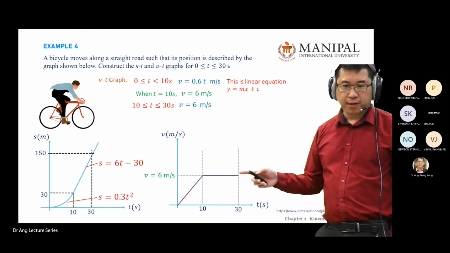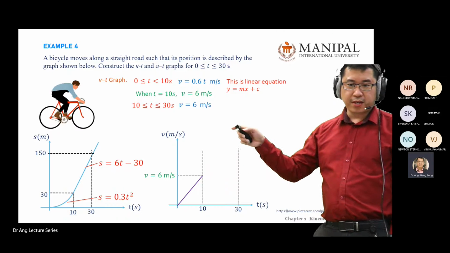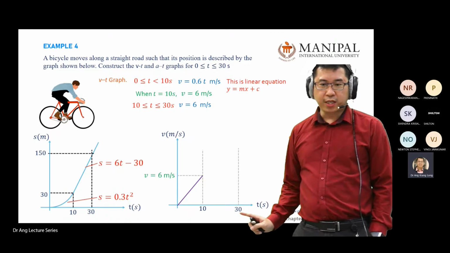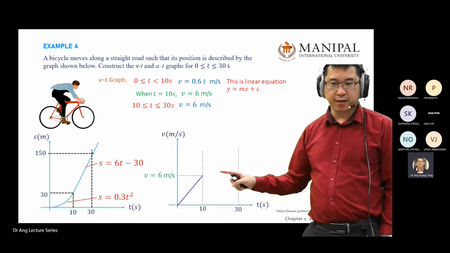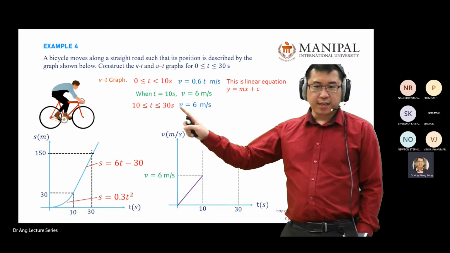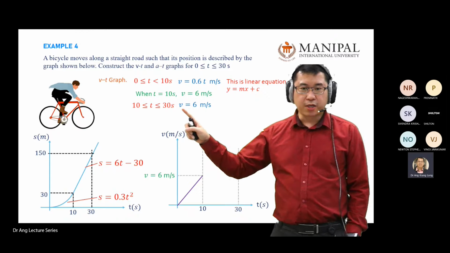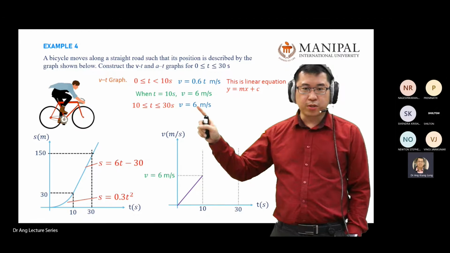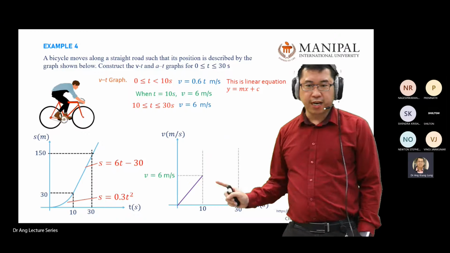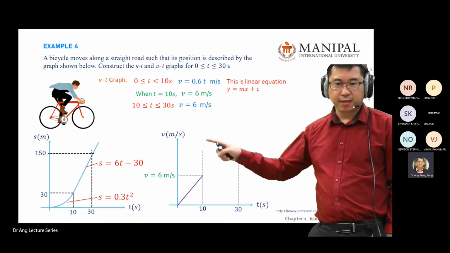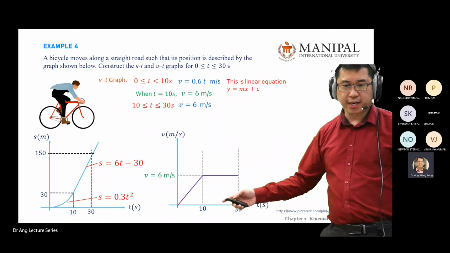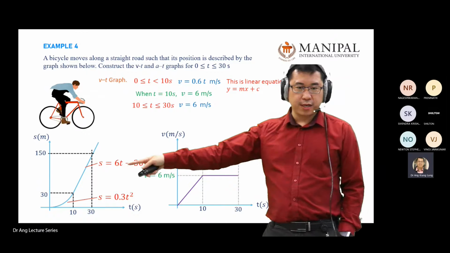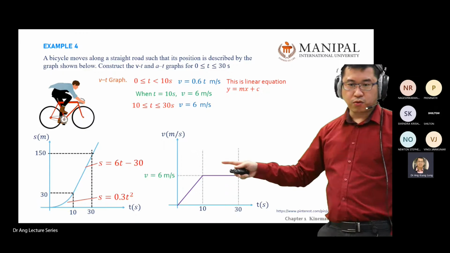You do the same for v. V equal to 6 meter per second from 10 to 30 seconds. This basically is a straight line from here to here. Again, you see this one as a linear equation, y equal to mx plus c, or y equal to a constant value. When your y equal to a constant value, it is a straight line. So how do you plot this one? Actually, it's a straight line like this. It follows 6 meter per second. This is how you convert ST to VT.